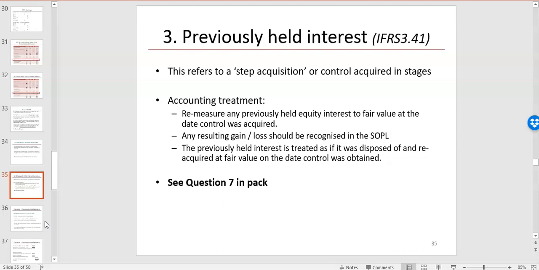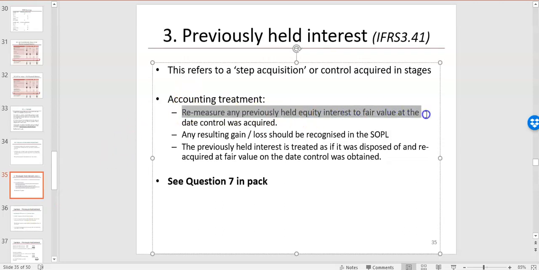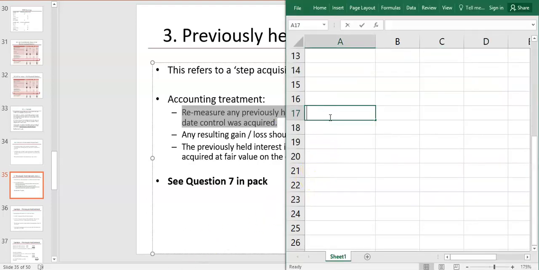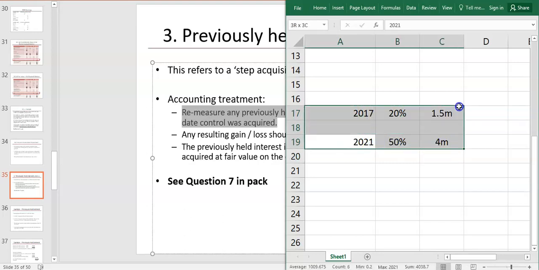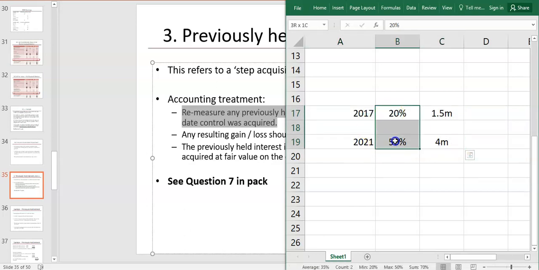So the key accounting treatment under IFRS 3, if you have a stepped acquisition, is you remeasure any previously held interest to its fair value at the date of control. So for example, say in 2017 I bought 20% for 1.5 million. Then in 2021, I bought another 50% and I paid 4 million for it. Well, in 2021, I now have control. The date of this transaction is when control is assumed because I now own 70%. You can't go back and say, oh, I had control in 2017.